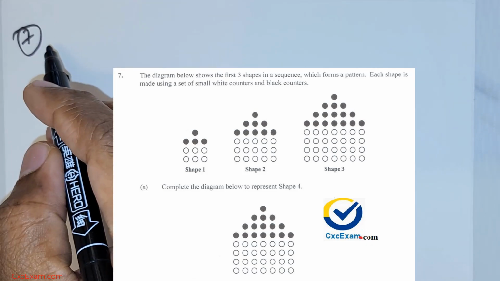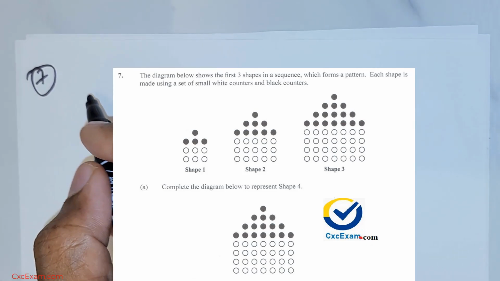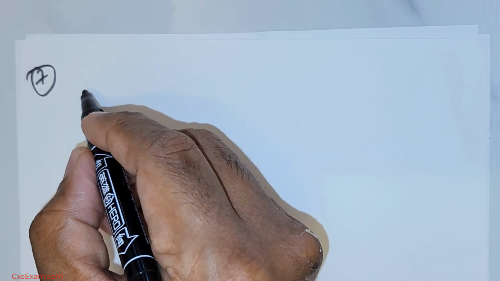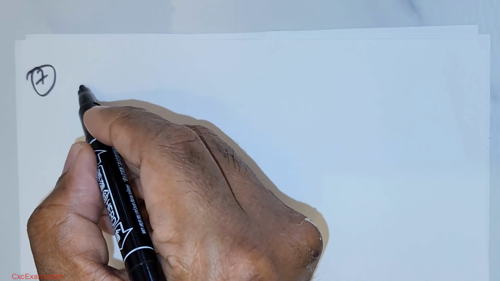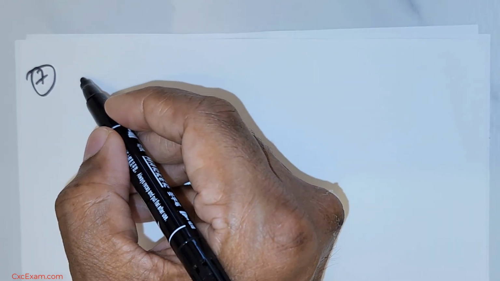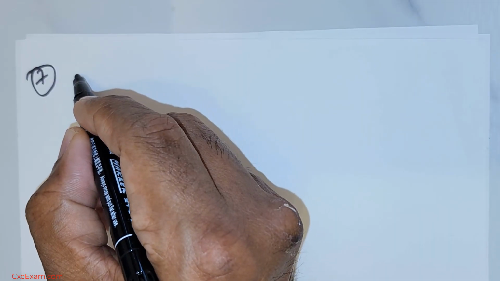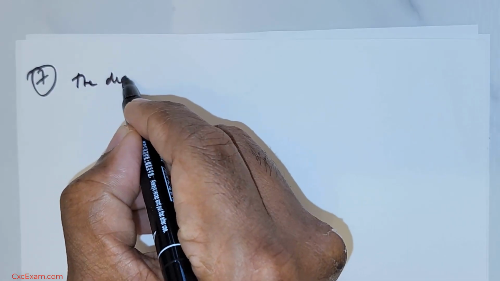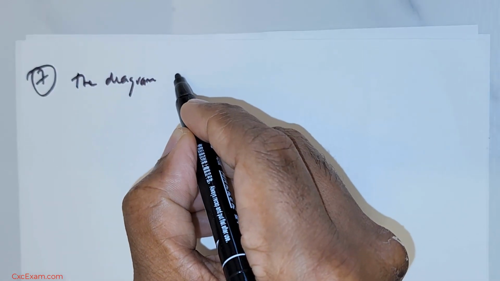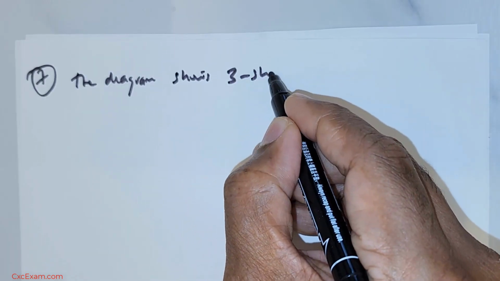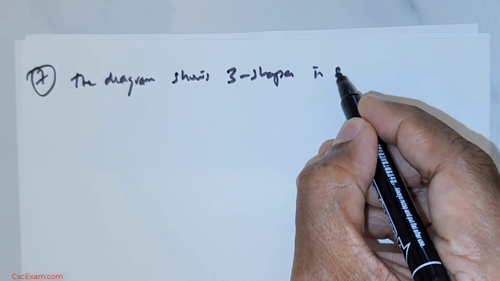Okay, so this is question number 7. Now we have been given a pattern, and I would start off by actually drawing the pattern. Let me give the title of this question. The diagram shows three shapes in sequence.